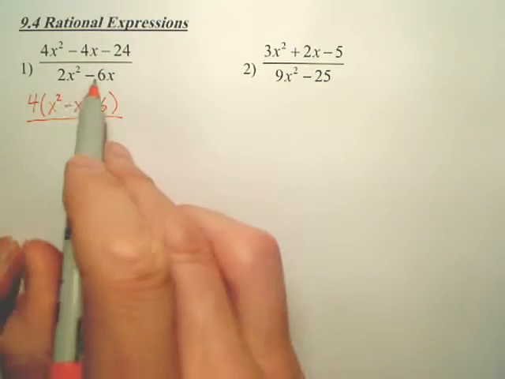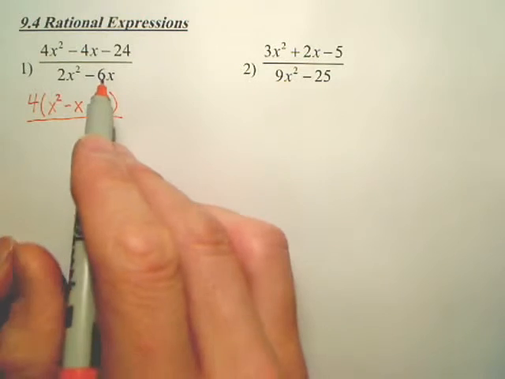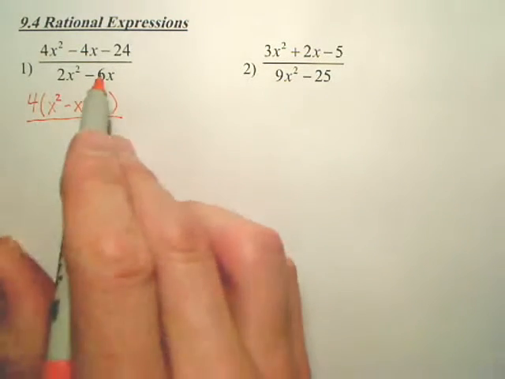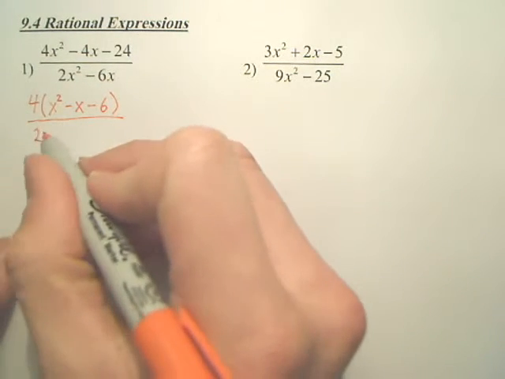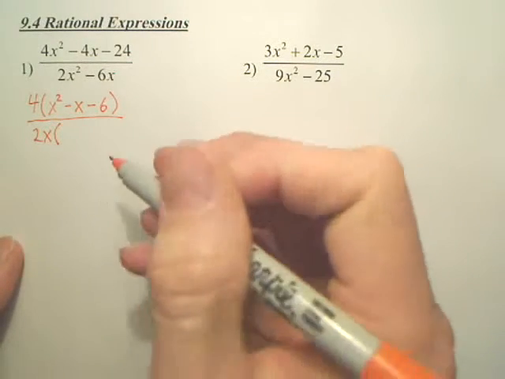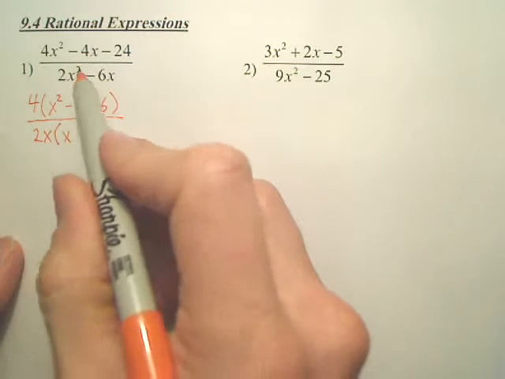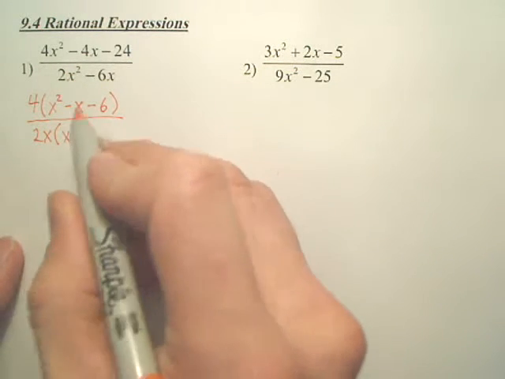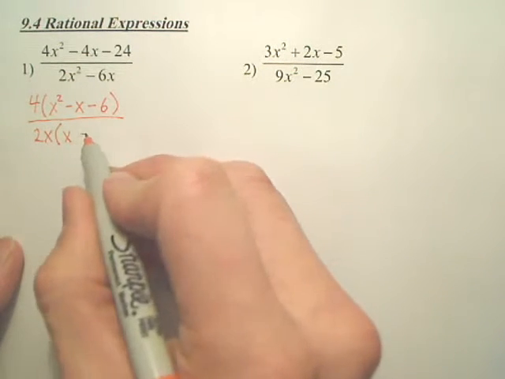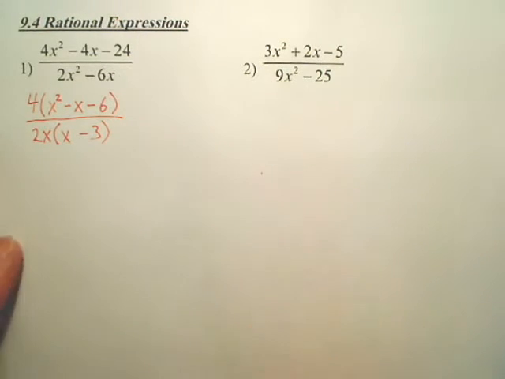And on the bottom, is there a GCF? 2, but also an x. Don't they both have an x? So I could pull out a 2x, leaving me x, because 2x times x is 2x squared. And then what gives me negative 6x? It would be minus 3.